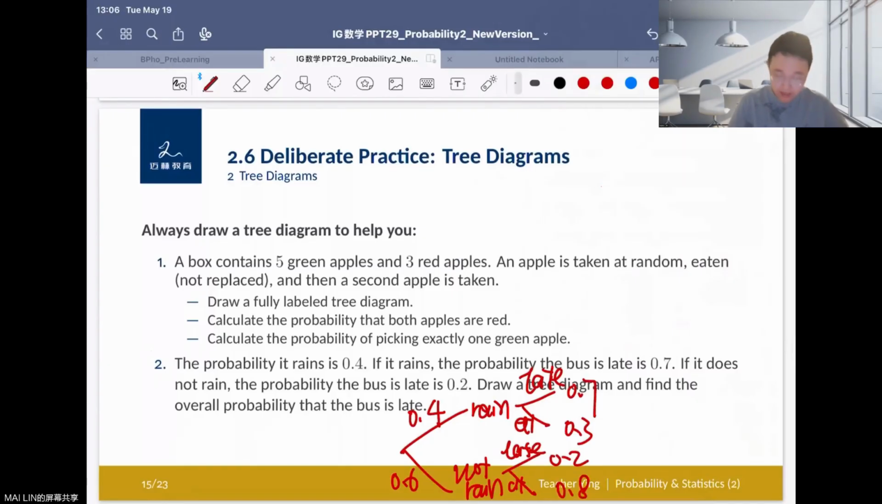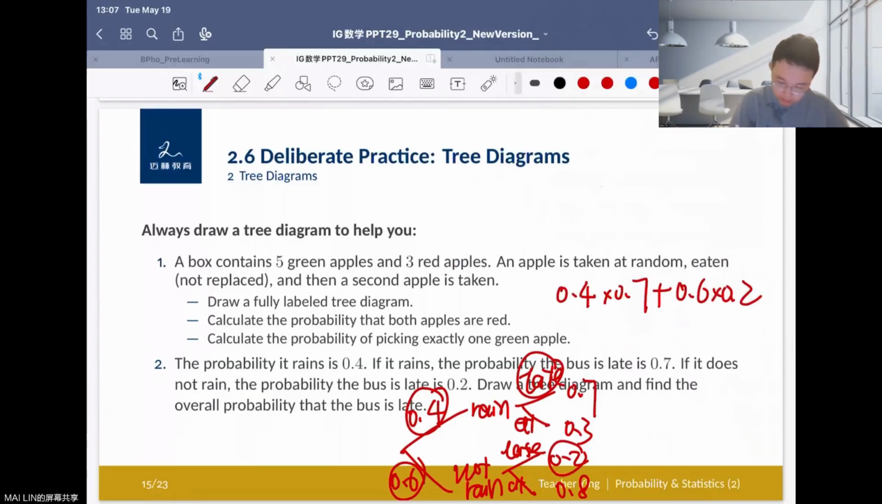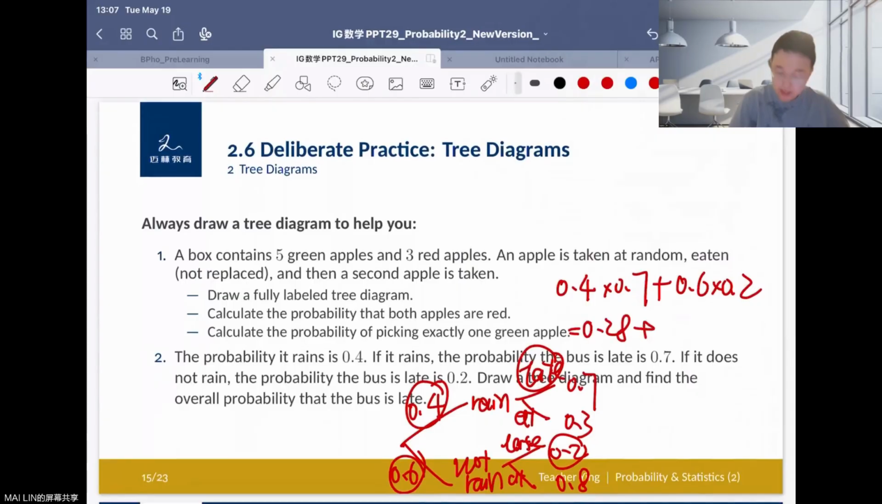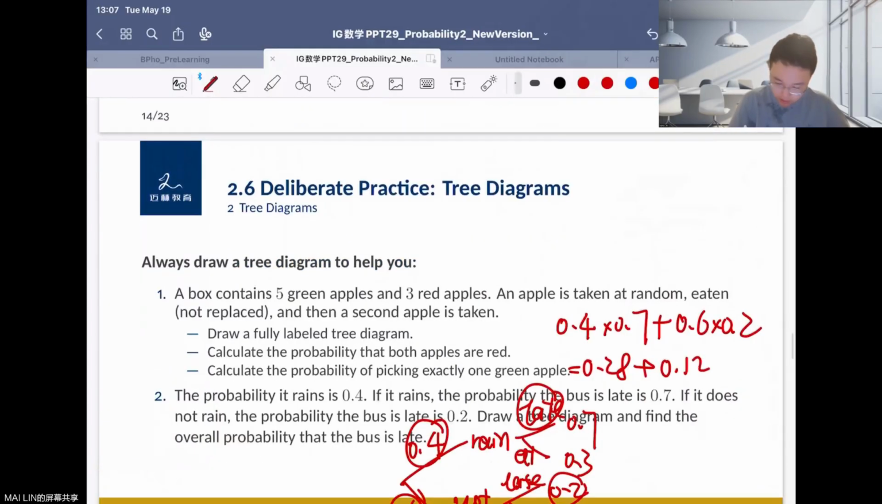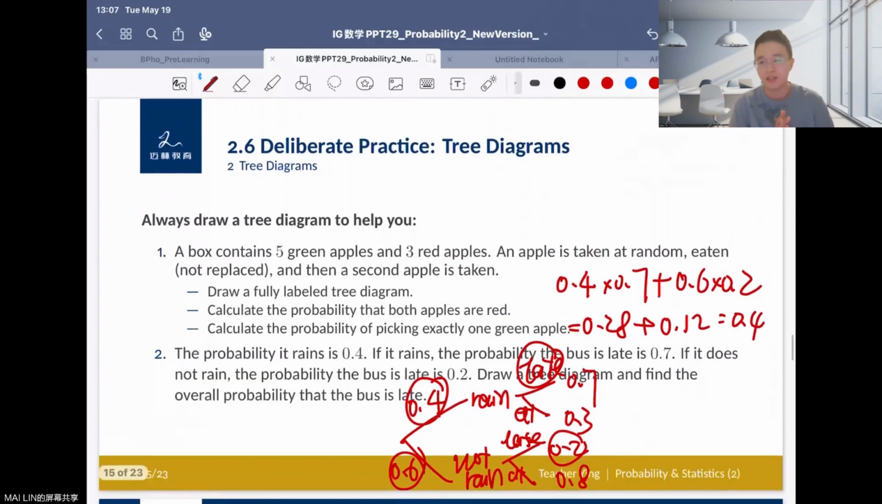So we want to find the probability that the bus is late. So first is the rain, and here is late. So it's 0.4 times 0.7. And another is 0.6 times 0.2, right? That is 0.28 plus 0.12, okay? So finally, the probability is 0.4, okay? Which means that there is a 40% probability for the bus to arrive late, okay?